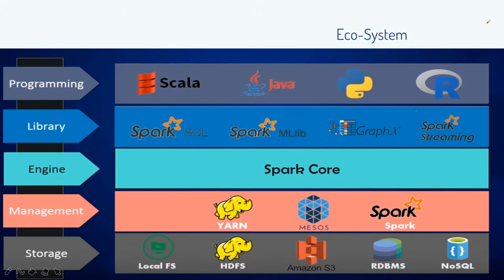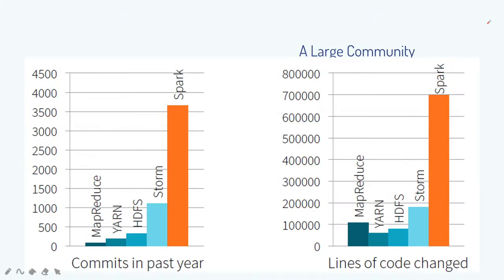Like that we have YARN or Mesos and Spark's own manager, and then for storage purposes we have local FS, HDFS, Amazon S3, RDBMS SQL, and then NoSQL. So these are some of the things we are going to work on. This is the overall framework: programming library, engine, management and storage. Here we have a community-level comparison, where we compare Storm, HDFS, YARN and MapReduce with Spark, over the past year, and then lines of code changed, which you can see changed almost on the right side of the graph.